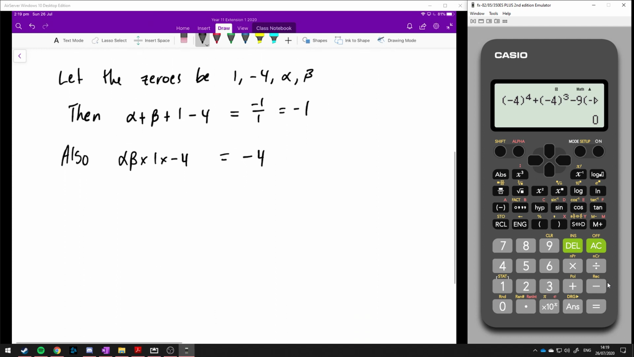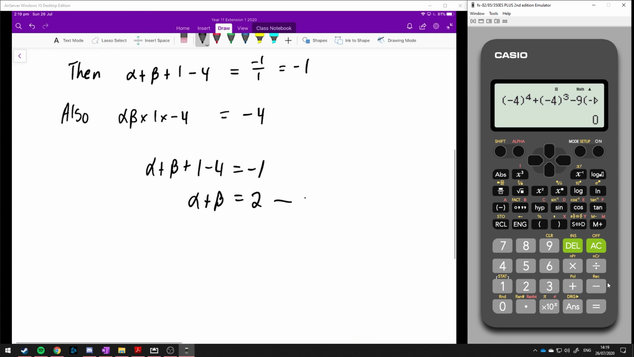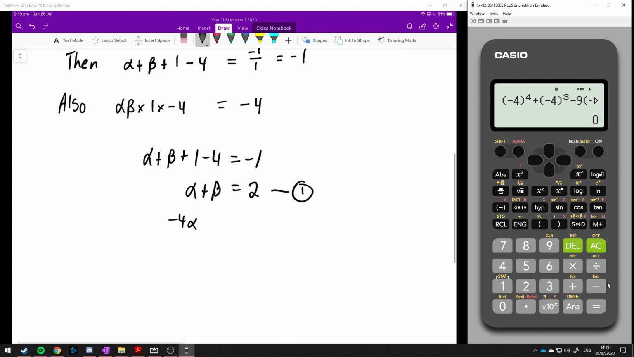So we end up with these two equations. We get alpha plus beta plus 1 minus 4 is equal to minus 1. Okay, so rearranging this, we're going to get alpha plus beta is equal to 2, which we'll call equation 1. And we get this second equation, which is minus 4 alpha beta is equal to minus 4, so alpha beta is equal to 1, which we'll call equation 2.